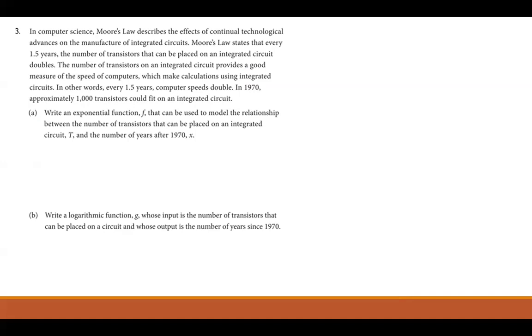The number of transistors on an integrated circuit provides a good measure of the speed of computers which make calculations using integrated circuits. In other words, every 1.5 years, computer speeds up.